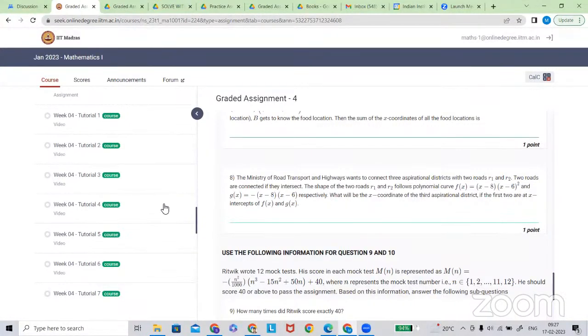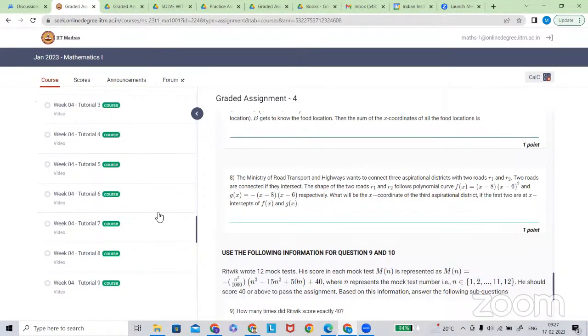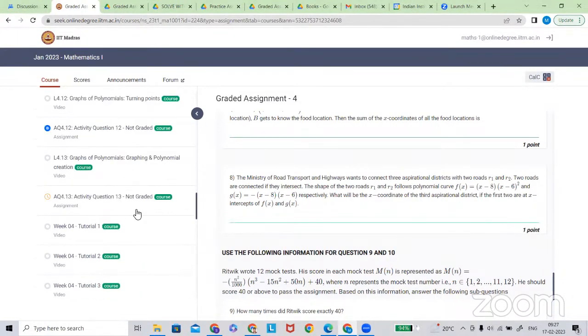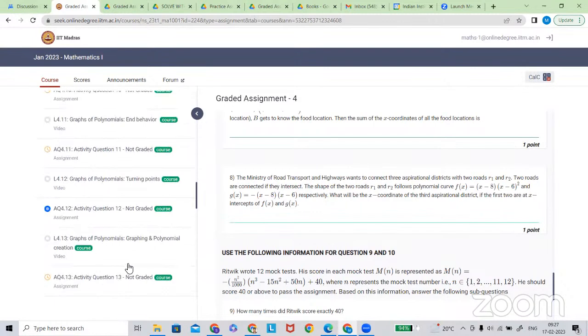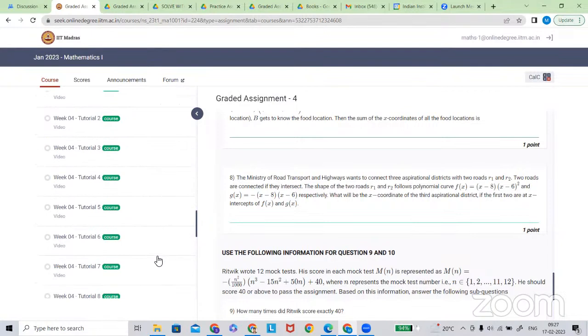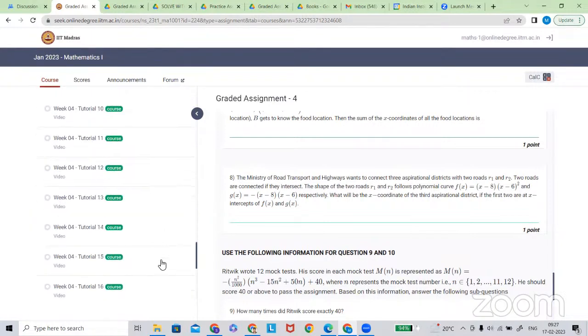Or simply, for each week you have the tutorial, and each activity has at least 4 questions. There are 13 activities, 13 into 4, 52, and then 17, so you get approximately 70 to 80 questions in each week to try and solve. And whenever you are solving a tutorial question, first try yourself. After trying, if you are not getting it, then move on to the solution video; otherwise there is no need.